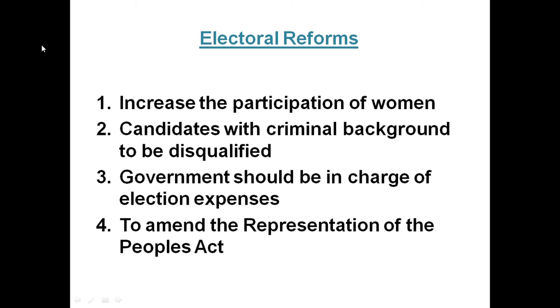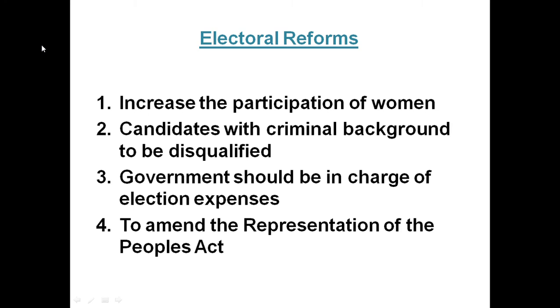The third reform: government should be in charge of election expenses. The government should keep an eye on the election expenses. They should ensure that money is not misused during this time. The Election Commission should put a limit on the expenses of the political parties to stop the mismanagement of money.